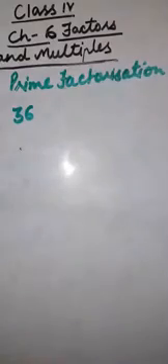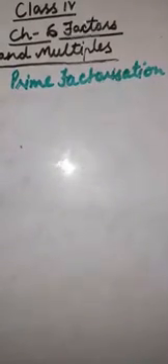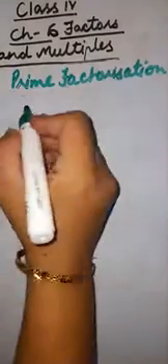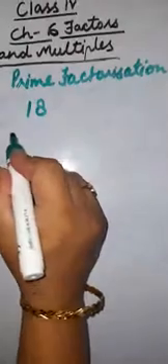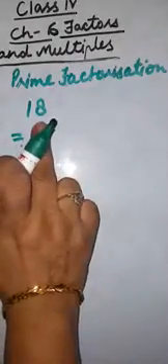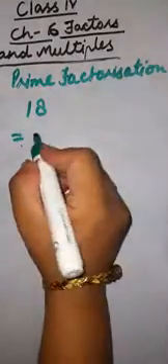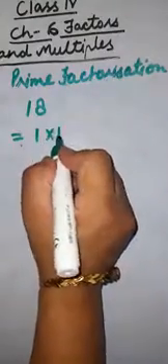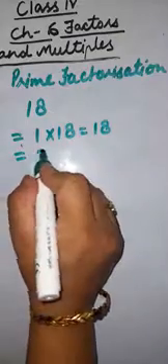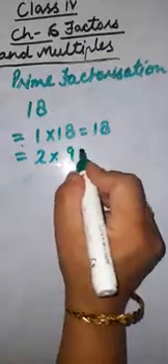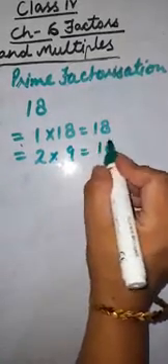So let's take a smaller number, that is let's take 18, right children? Okay, so we will write its factors. First आपको बताना है 18 किस किस की टेबल में आता है. So first of all 1 multiplied by 18 is equal to 18. Now again 2 multiplied by 9 is equal to 18, 2 9s are 18.